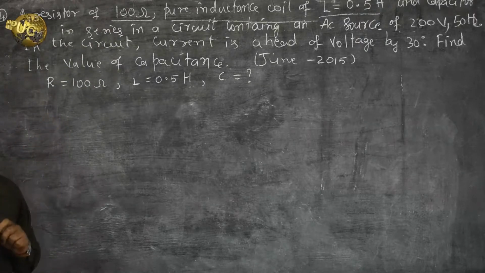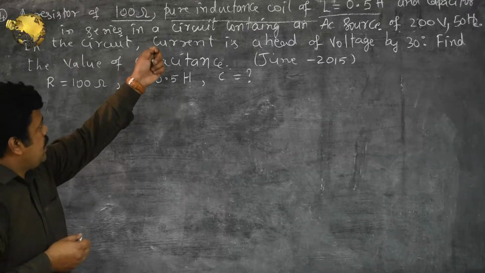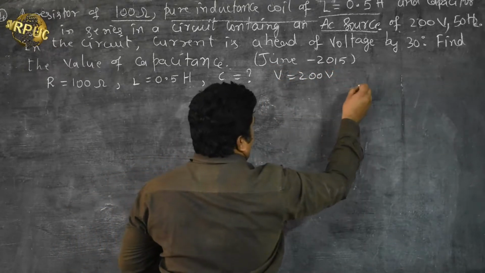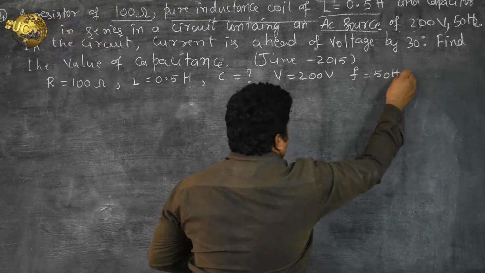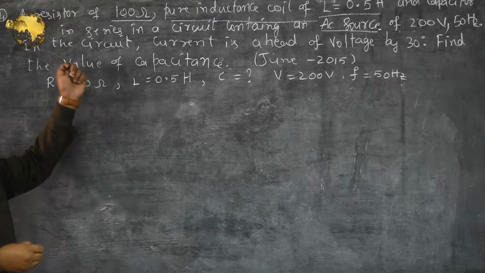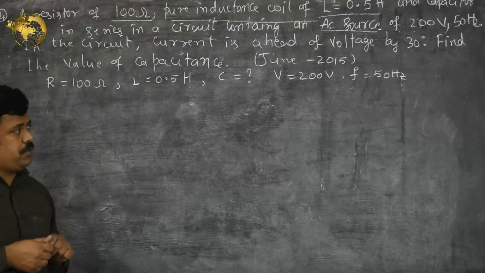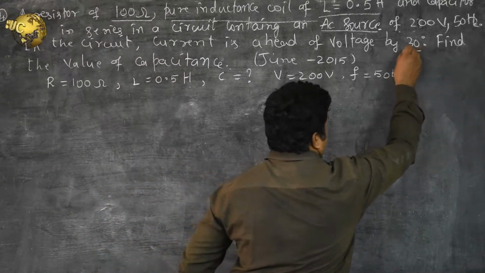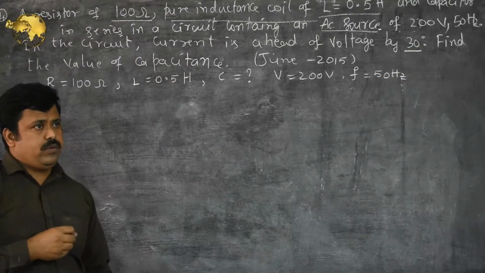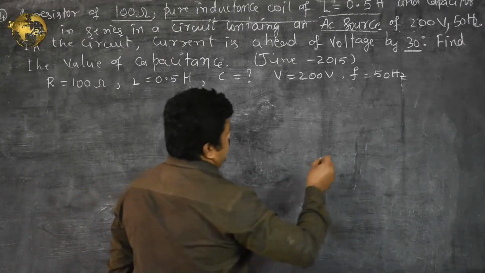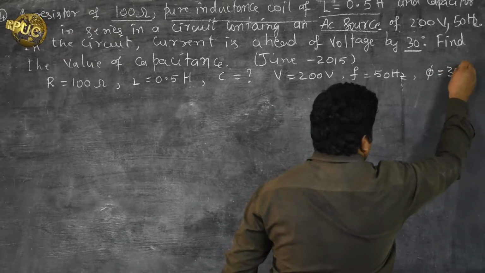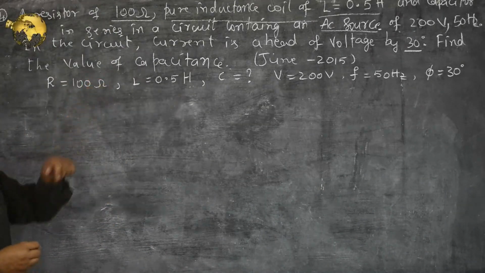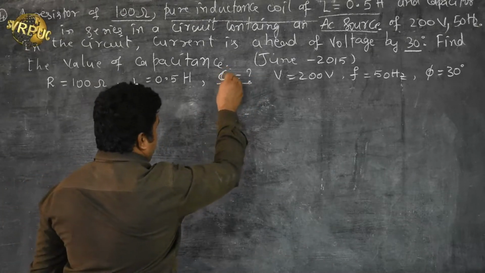So they are connected in series, in a circuit containing AC source of voltage 200 volt and frequency f is equal to 50 Hertz. Then in the circuit, current is ahead of voltage by 30 degree. So current is leading the voltage by 30 degree. So what does this represent? This is the phase difference between the voltage and the current, that is phi, which is equal to 30 degree. And find the value of capacitance.